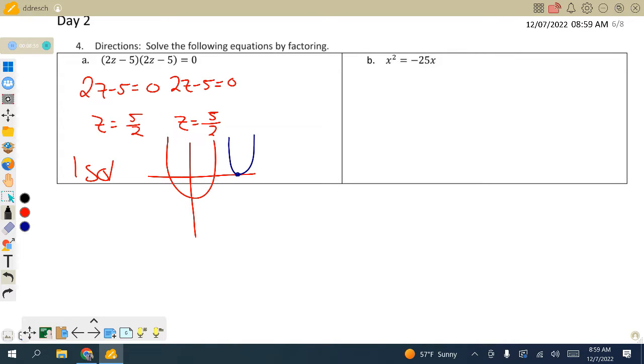Okay. Now, letter B, first thing I notice is, is it in standard form? Nope. Let's rearrange it. X squared, I'm going to add over that 25x.